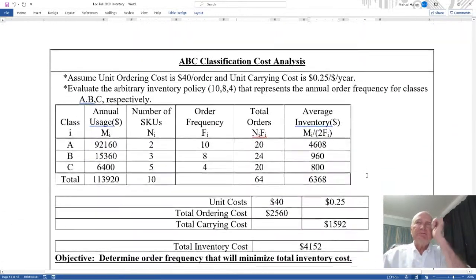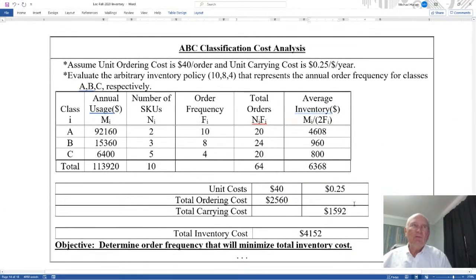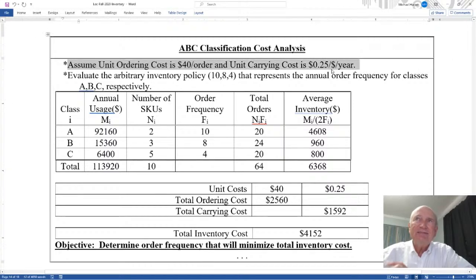Let's go a little deeper. For the homework tomorrow night, let's do a cost analysis. Assume the unit ordering cost is $40 per order. The carrying cost is 25 cents per dollar per year. We're working in dollars, not items.